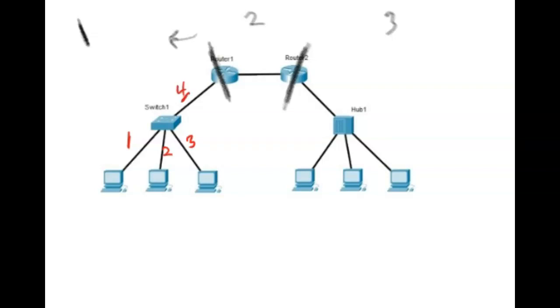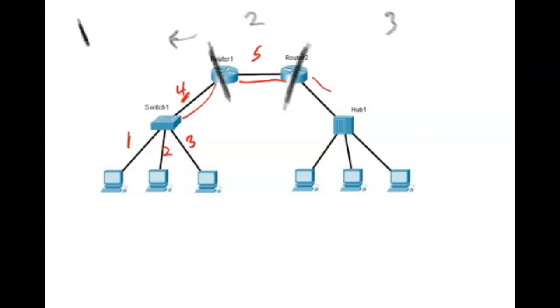Now this number 4, I can't use that twice. Even though it comes off a router, and routers do separate collision domains, this is 1 domain here. I can't call it 2 different domains, so it's all just number 4. Number 4 is just this segment right through here. Number 5 will be this segment here. So that will be collision domain 5.